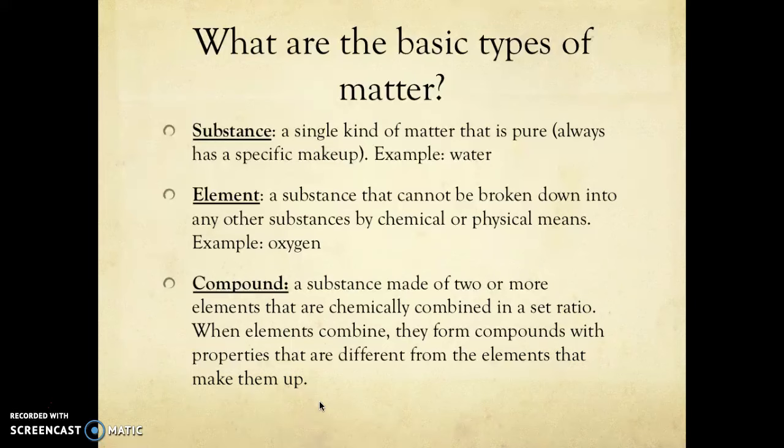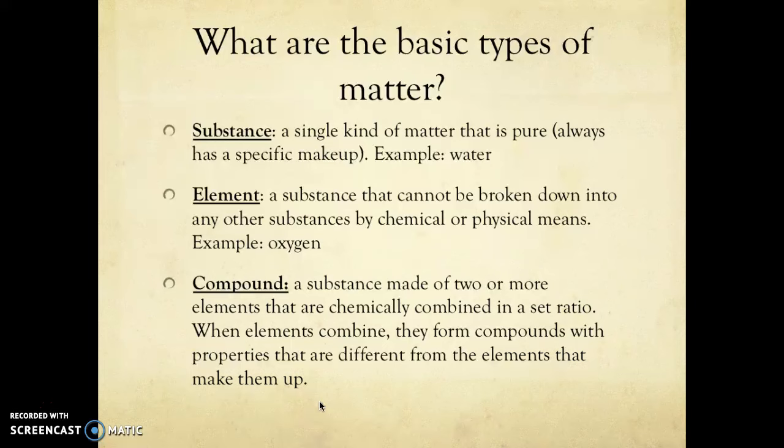An element is a substance that can't be broken down into any other substance. There's no way to chemically do it, there's no way to physically do it. So again, the water example. Water is made up of hydrogen and oxygen. Hydrogen and oxygen are each elements, and you can't take hydrogen and break it down into a smaller substance because it is an element. It's the smallest substance we can get at.